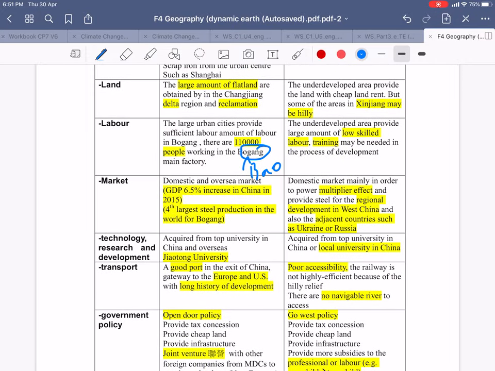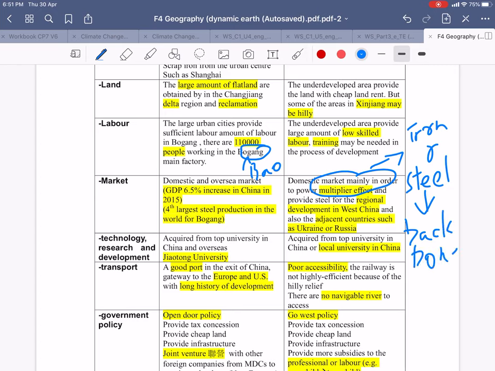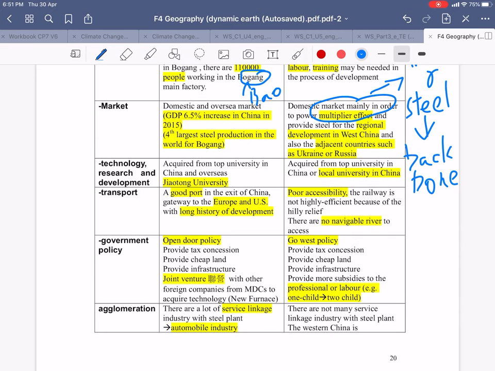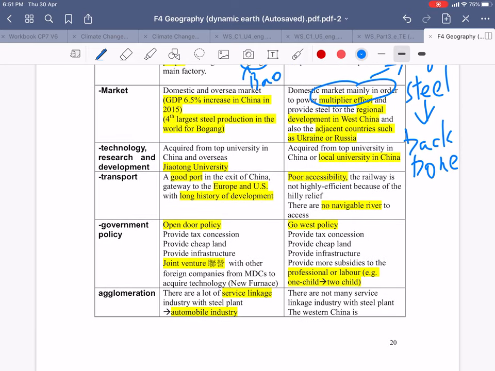Okay, domestic market. Why do we have to talk about the multiplier effect? As I have said before, iron and steel plants are the backbone of the economy. So once the iron steel plant is there, the backbone is right there, and then the foundation is strong, and it can easily help other economies or other industry to boom. Okay, technology, where can we find different kinds of university? I'm not going to talk into detail. How about port? Baogang should have the port, and then Shenzhen shouldn't have the ports.